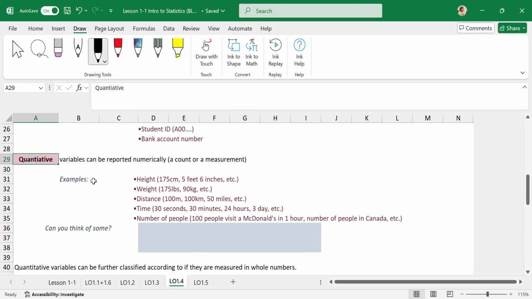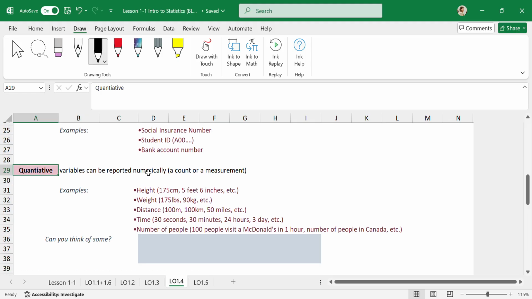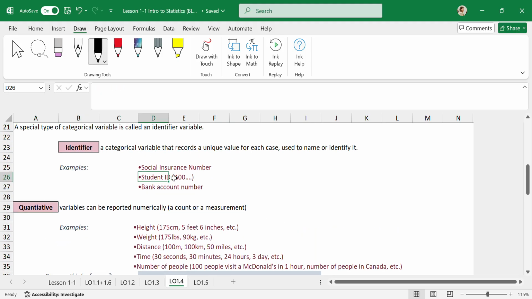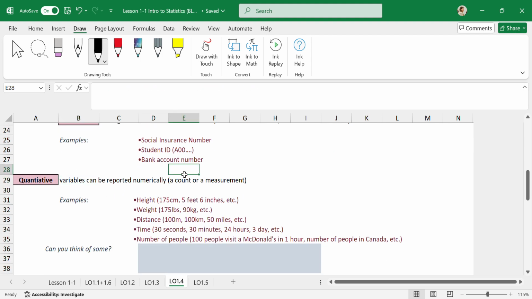Quantitative, on the other hand, is a variable that can be reported numerically, so it's a number. What's important about that number is it's actually a count or a measurement. What I mean by that is something like a student ID is technically a categorical variable. Even though it's a number, that number is just assigned to you at random. It doesn't actually say anything about you. It's not measured or it's not counted. It's just assigned at random. A quantitative variable has to be something numerical that we count or measure.